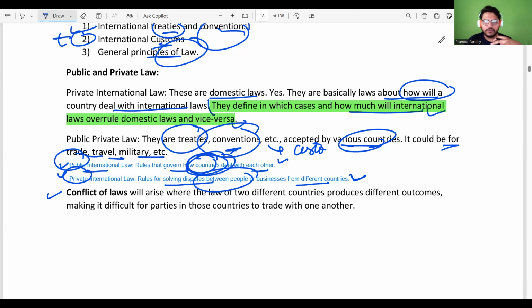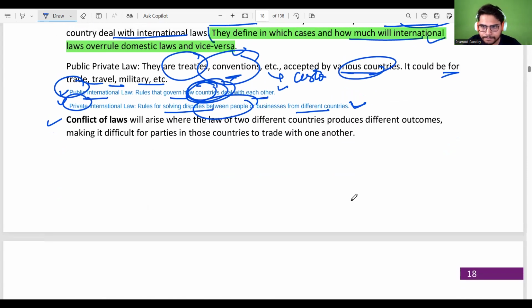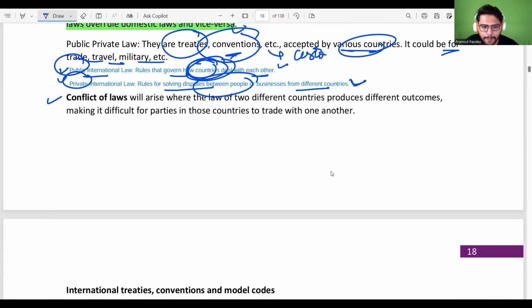Okay. So, what did you understand from the sentence I just read out? Two countries. Because we're dealing with the laws of two different countries, there's a chance that there might be two different outcomes. So both countries will want something different, and that will make it difficult for them to trade with each other because they will both want their law to be the main one.